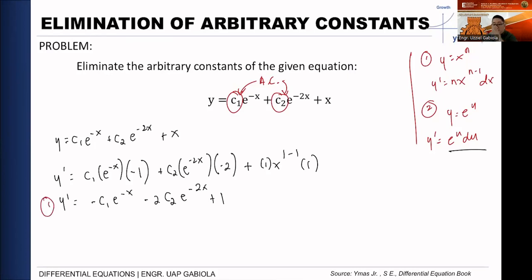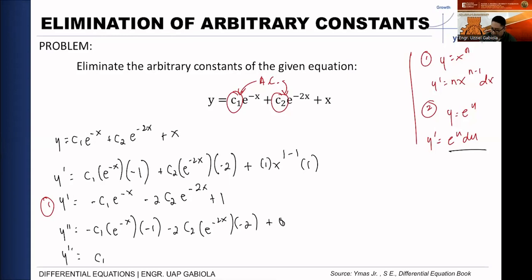Pero sabi, kailangan natin siya perform twice. Okay? So, hindi natin na-eliminate yung arbitrary constant. So, kailangan natin gawin ulit yung pangalawa. Okay? So, y double prime is equals to negative c1. Then, ito, negative x ulit times negative 1 minus 2 c2. Then, e negative 2x times negative 2 plus 0 kasi constant na yun. Okay? Simplify, y double prime is equals to c1 e negative x plus 4C2 e negative 2x. Okay? So that is our second equation.